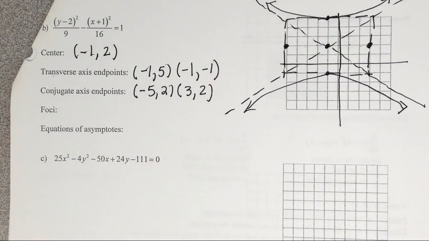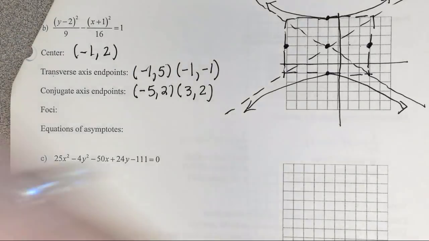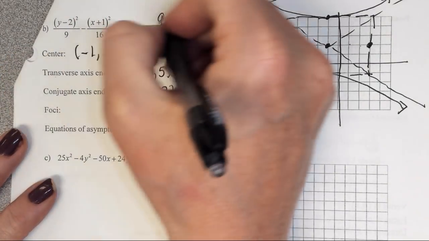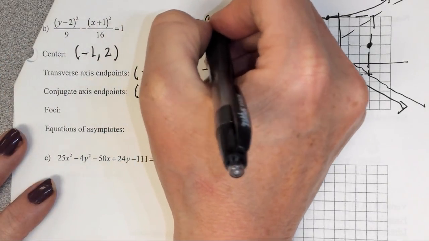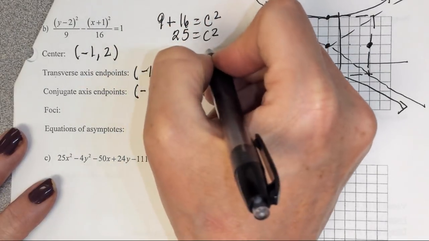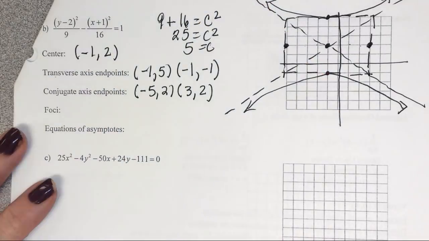Okay, the foci. I have to find out what C is. So I have to do A squared, A always comes first, plus B squared. Doesn't really matter actually for this situation. And so C is going to be 5. What am I going to do? Left and right 5 or up and down 5? Up and down 5.